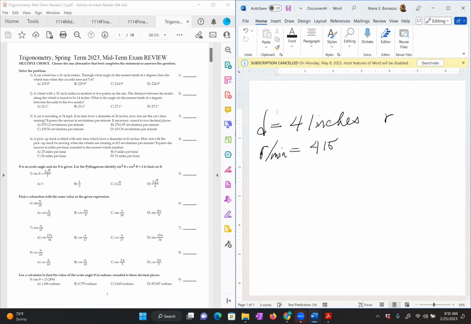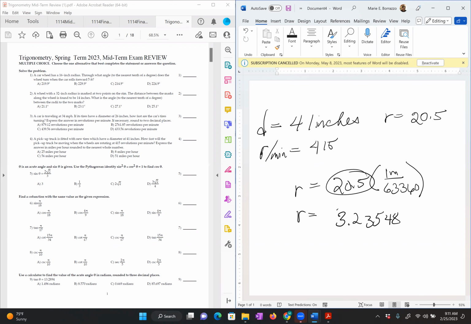So 2 things we need to do. Remember, the radius is half of 41, so 20.5. That's our radius. And now, remember, we have to multiply this value, the 20.5, and convert it so it's 1 mile divided by 63,360. And so if you do this, it becomes a very small value. You get, basically, 3.23548, if I wrote that correctly. In essence, you're taking this number and dividing it by this number.